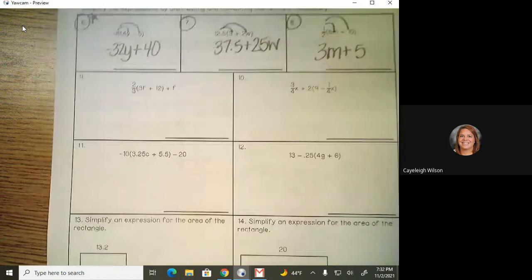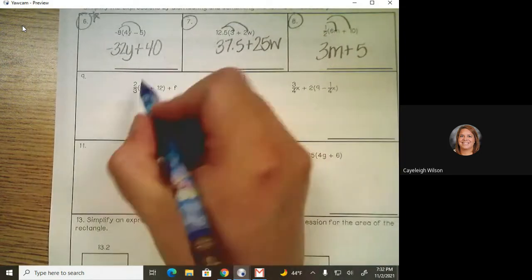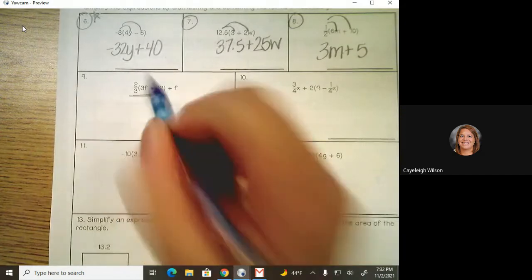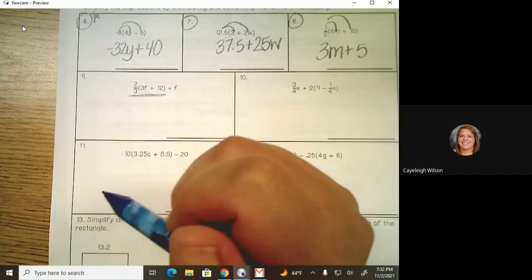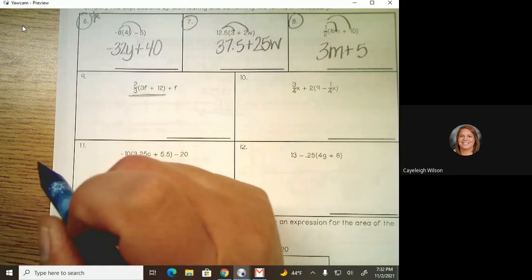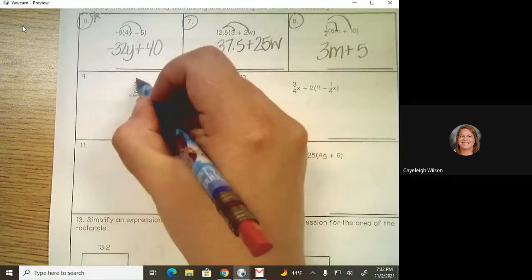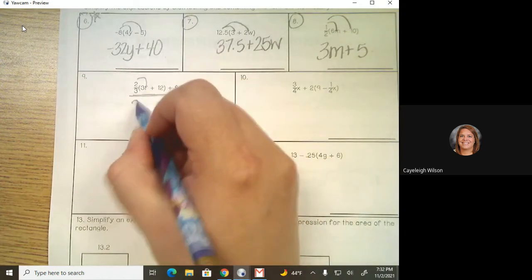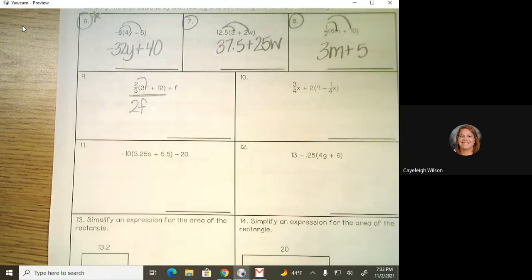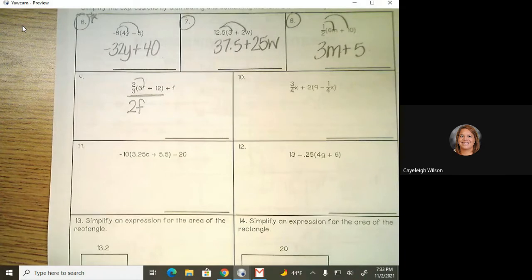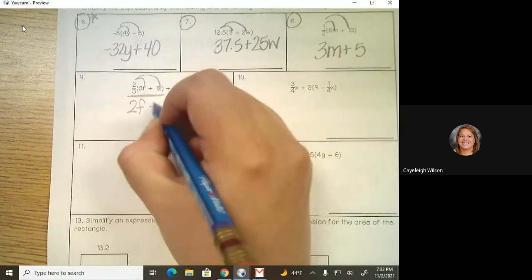All right, so moving on to number 9 here. So this has got parentheses, so that's the part that I'm going to do first. Okay, I always take care of parentheses first. So I'm going to do 2/3 times 3f. So 2/3 times 3, well, that's 2f. And then 2/3 times 12 is 8.